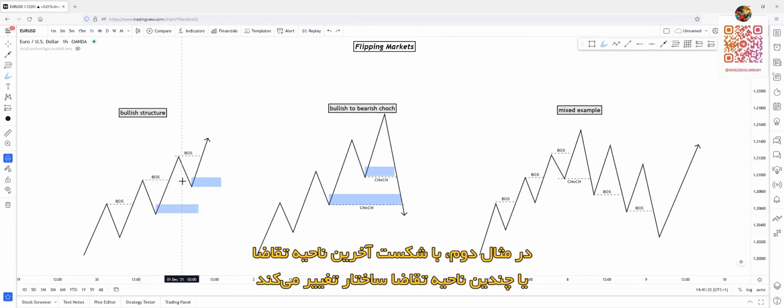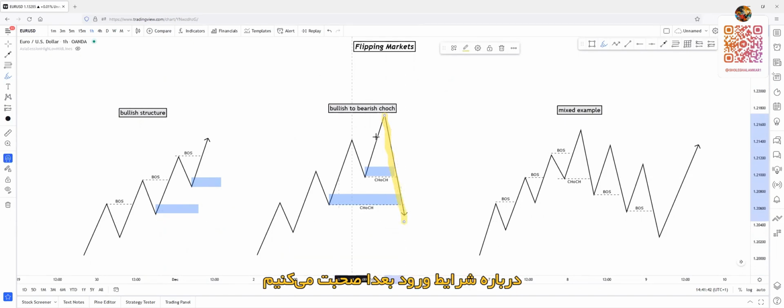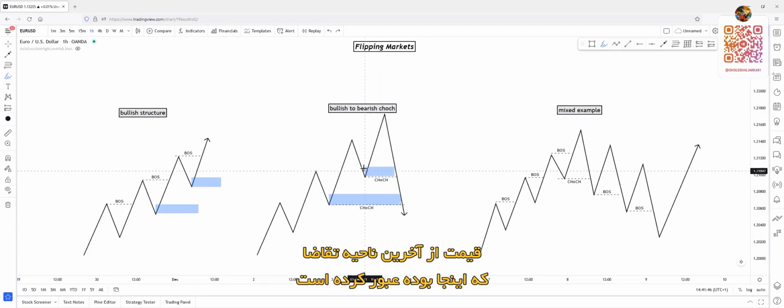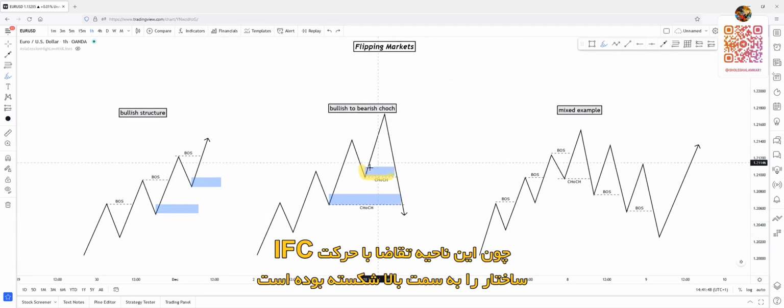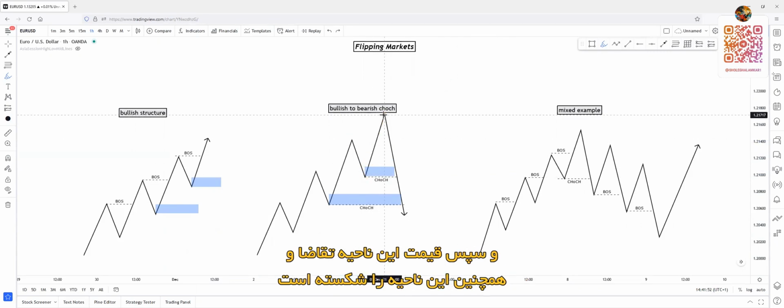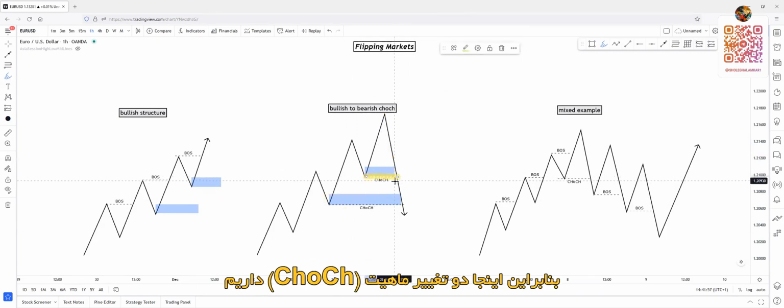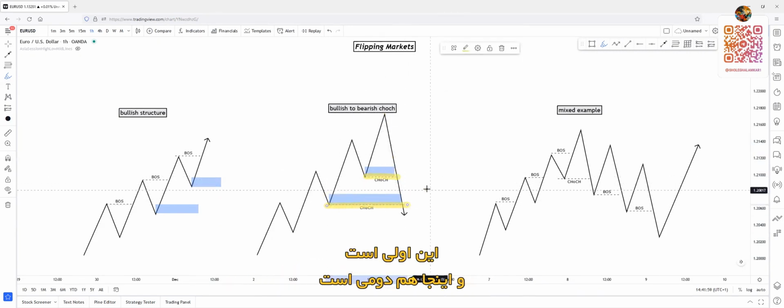This bullish structure can change into a bearish structure if price, in the second example, breaks through the last demand zone or several demand zones. We'll talk about the entry criteria later. As you can see, price broke through the last demand zone, which was here, because this demand zone created an efficient push to the upside and broke structure. So price broke through this demand zone and this demand zone also. This means we have a double change of character here, the first one, and here the second one.